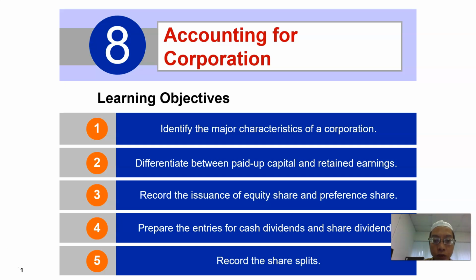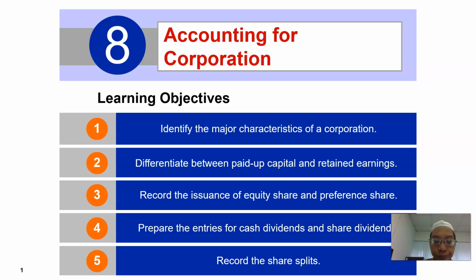In this series of lectures, we'll be looking at accounting for corporations. What we have done before this is that firstly we have looked at sole proprietorship, where businesses are owned by one person. And then the second type of ownership was partnership, which is a business owned by more than one person. The third type of ownership is corporations.